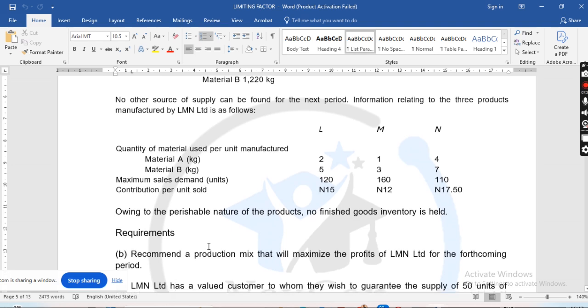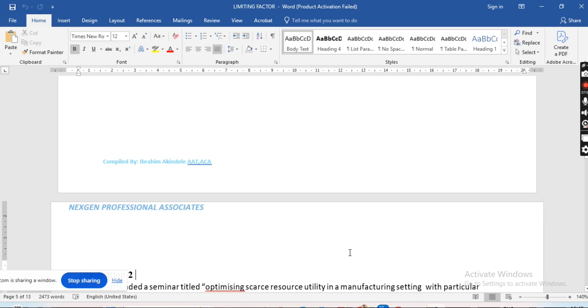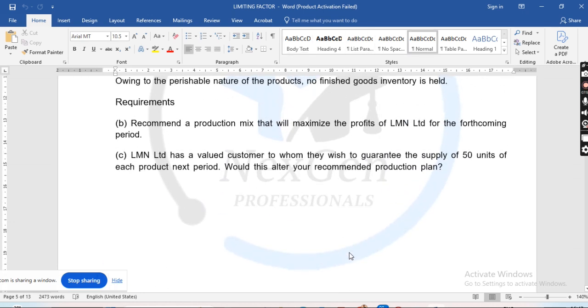Recommend a production mix. When they are talking about production mix, we already know that, right? Recommend a production mix. Production mix allocation, your unit. You want to get the unit based on the scarce resources, right? What unit will you produce with that particular resource that will maximize the profit for the coming period, right? That is production mix.